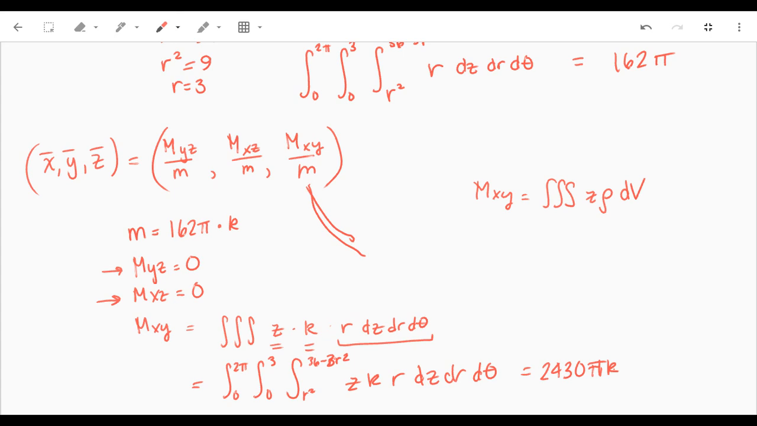Good thing we're almost done because this is being really slow. We would do 2,430 pi k over 162 pi k. So both of those cancel out, and it actually ends up, that's 15. Okay, so your final answer is 0, 0, 15.